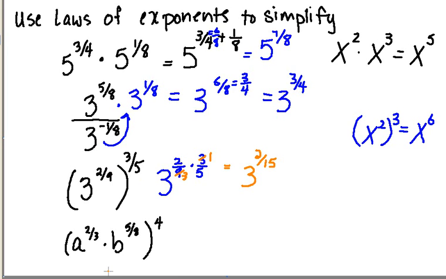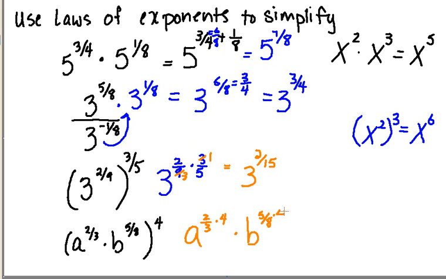Last, if I have more than one thing in here, I'm going to multiply each of my items in parentheses by the power on top. So this is going to be a to the 2/3 times 4. Then all that is times b to the 5/8 times 4.